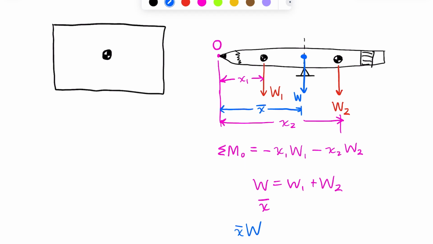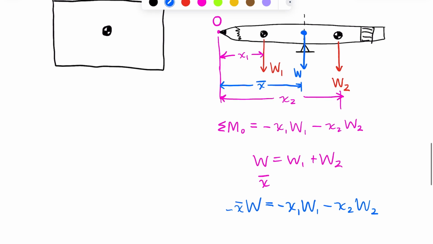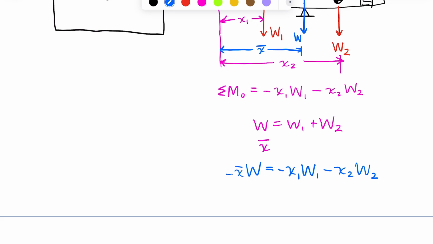So now I can just let these two things be equal to each other. It's equal to negative x1 times weight 1 minus x2 times weight 2. Oh, and this should be negative, right? Because it's still causing a clockwise moment. And then I can solve this equation for x bar. So solving for x bar, I get x1 w1 plus x2 w2 over w, which is equal to w1 plus w2.